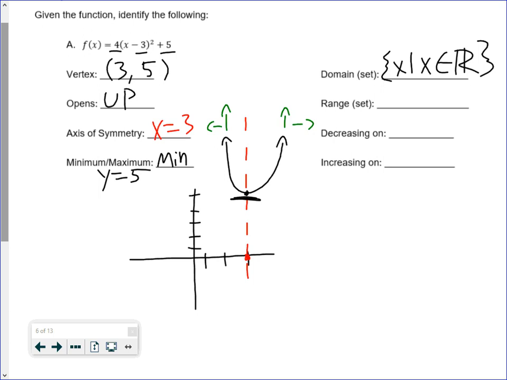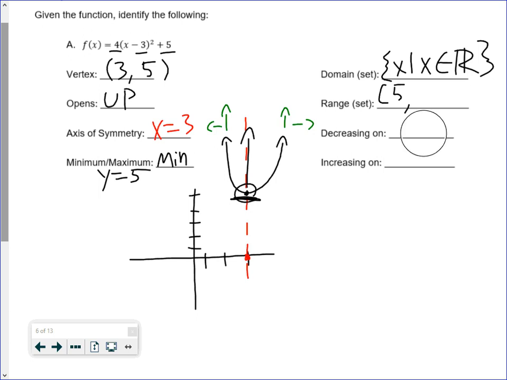The range. So for the range, I can see that I have a minimum, and that minimum is at this vertex. So my minimum is at that vertex. That means my smallest y value is the y value of the vertex, which is 5. So I'm at 5, and I go up forever. So I started at 5, and I start going up forever. So that means my range is from 5 to infinity.